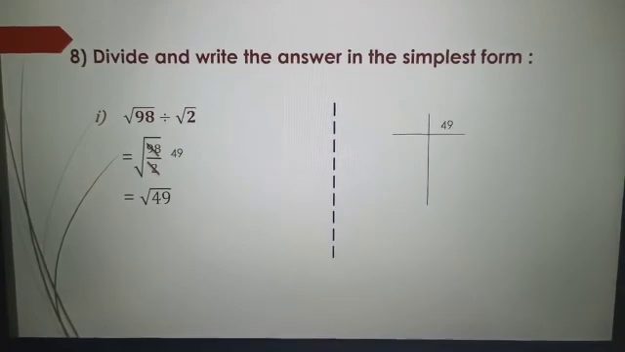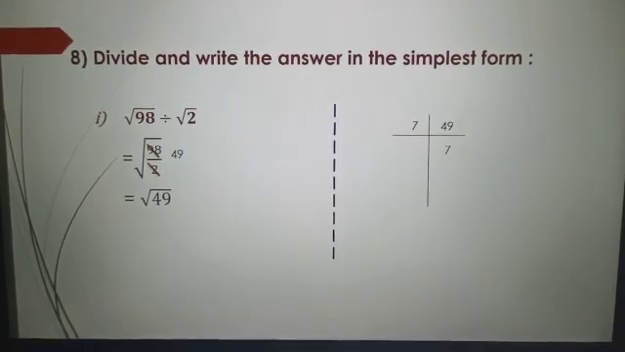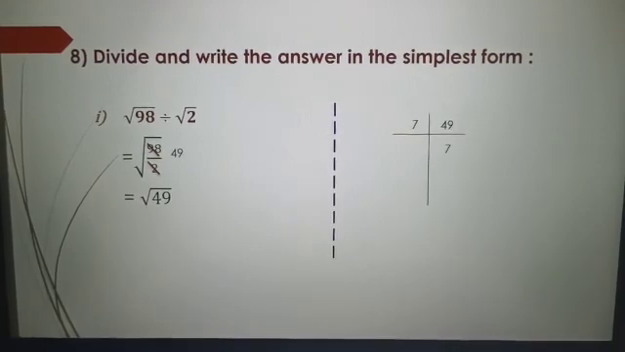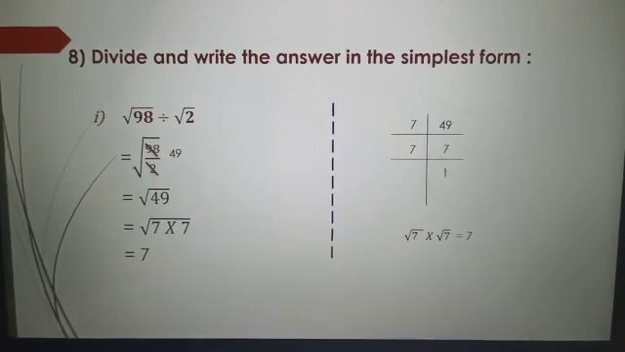So write 49 inside. So this 49 goes on table number 7. So write 7 outside. How many times 49 in 7? 7 times are there. So take 7 outside. How many times 7 in 7? 1 time. So write this 7 into 7 there. That is square root of 7 into 7. Here the order is 2. So we have to write only 1 7 outside.